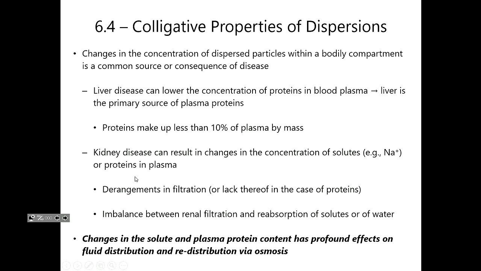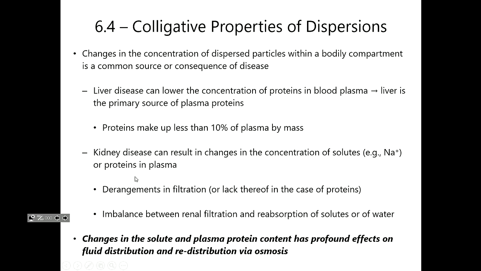So again, whenever there are changes in the concentrations of particles that are dispersed in any bodily compartment within which there can be fluid shifts or fluid exchanges, that can be either the source or the manifestation, the consequence of disease. So for example, one of the major contributors to the osmotic pressure of your blood is the proteins, the plasma proteins that are in your blood.